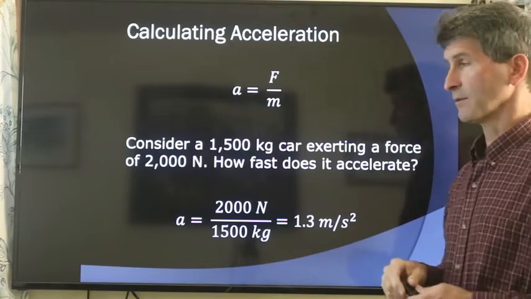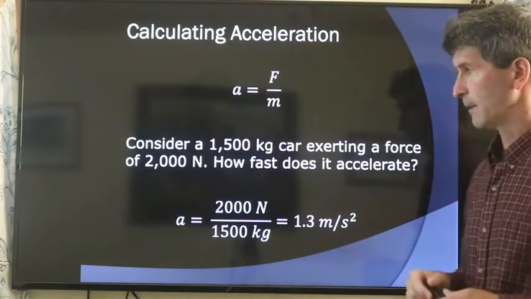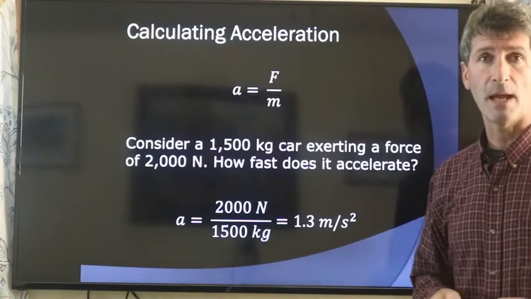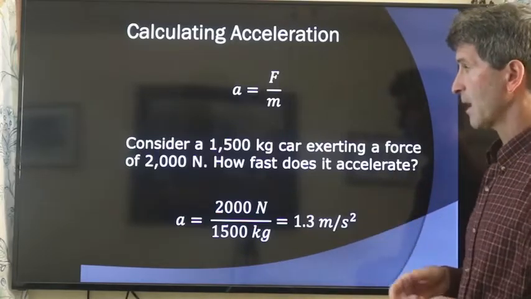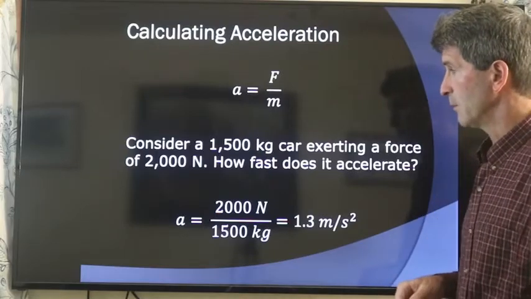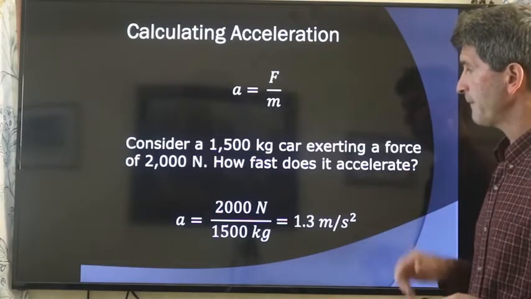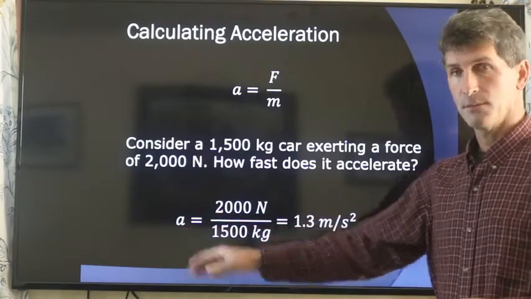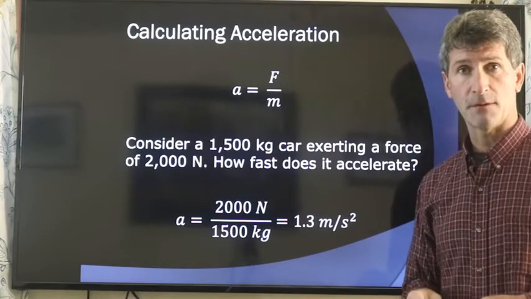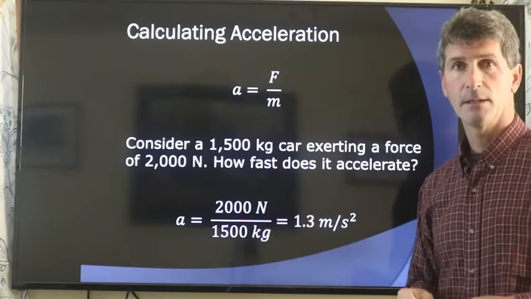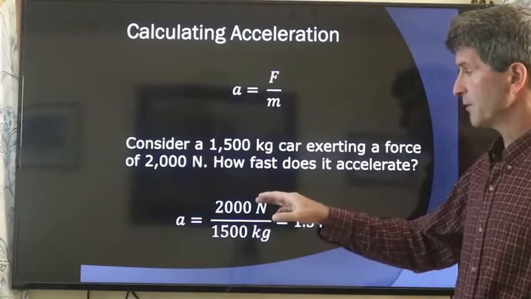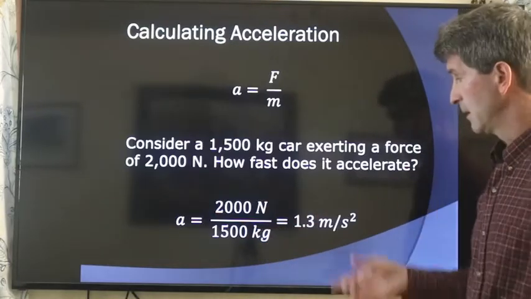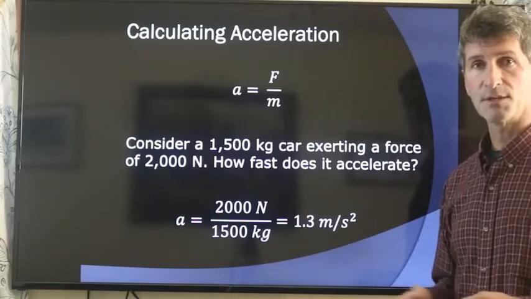Consider a 1,500 kilogram car. It's pretty typical for a sedan. Exerting a force of 2,000 newtons, basically from the engine putting torque on the drive shaft and the drive shaft putting force on the tires. How fast does it accelerate? Very simple. Acceleration is proportional to the net force divided by the total mass. So 2,000 divided by 1,500 gives us an acceleration of 1.3 meters per second squared. It's pretty realistic for a car.